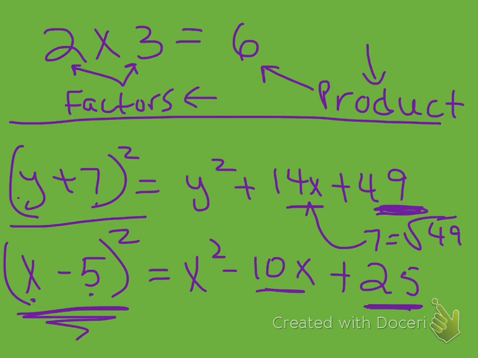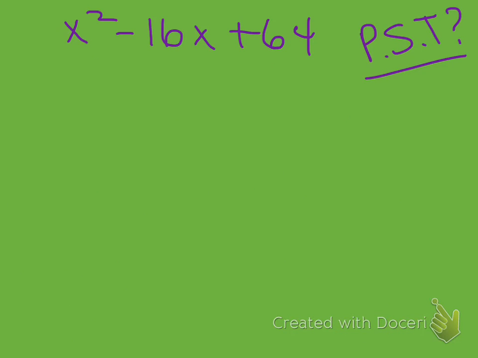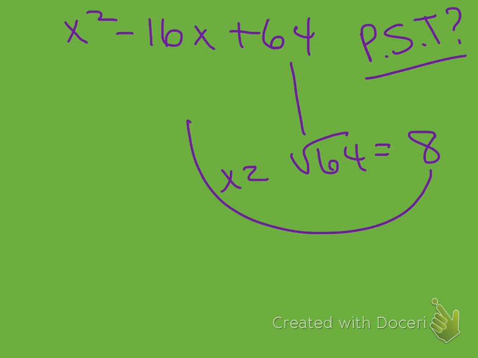And how does 7 relate to the 14? Well, if I take 7 times 2, I get 14. Is that the same over here? Let's check it. The square root of 25 is 5. And how does 5 relate to the 10? It's doubled. This will happen for all perfect square trinomials as long as the coefficient in front there is 1. So let's check. Is this a perfect square trinomial? We're going to take the square root of 64. That is 8. And if I double it, I get 16. So yes, this is a perfect square trinomial.